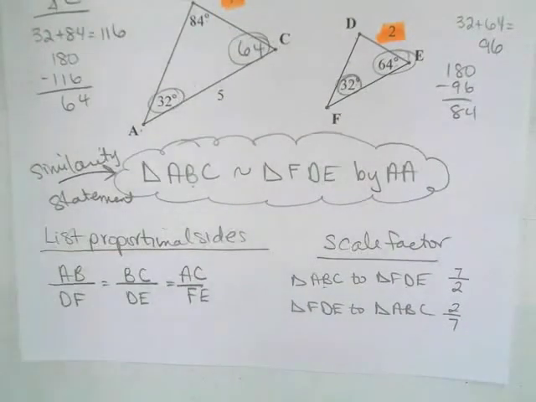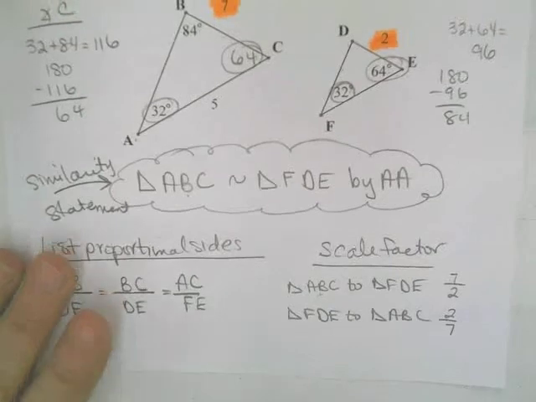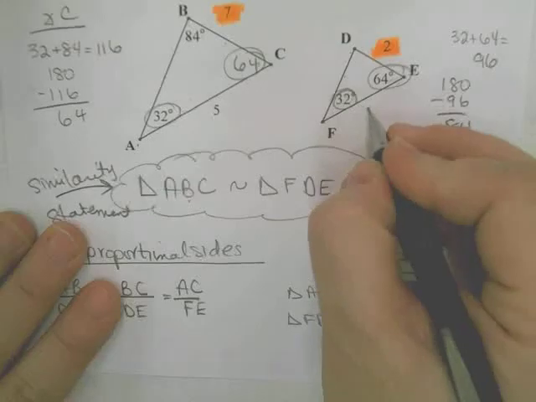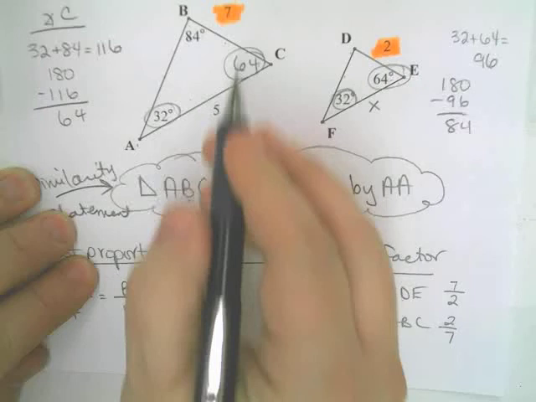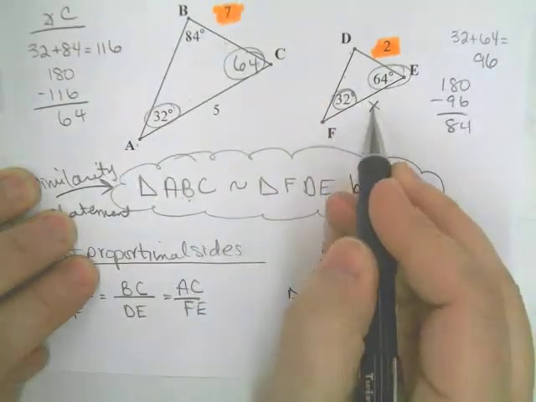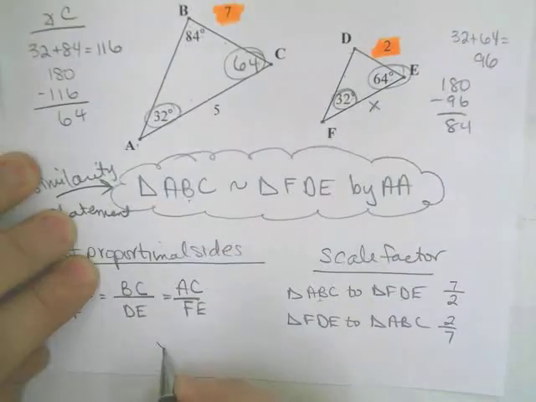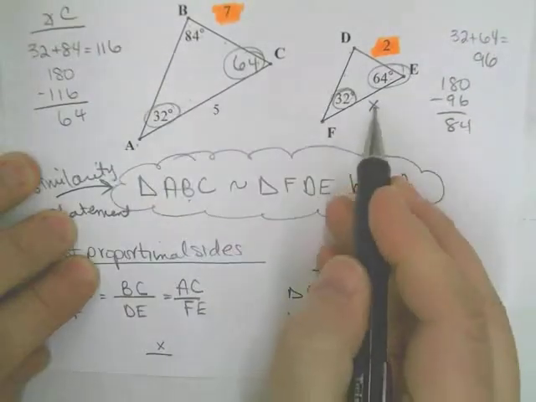Now, if I asked you to find a side, let's say I asked you to find this side. We don't know what this is, so we'll call it X. I would still use my scale factor, and I'd still use this X. So X, same thing, place as X is 5.